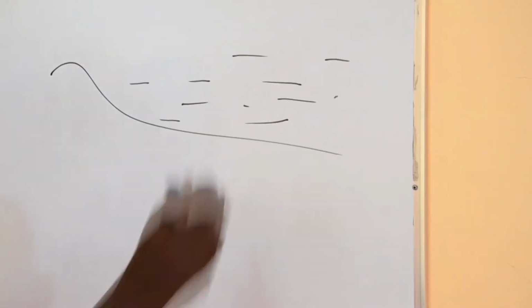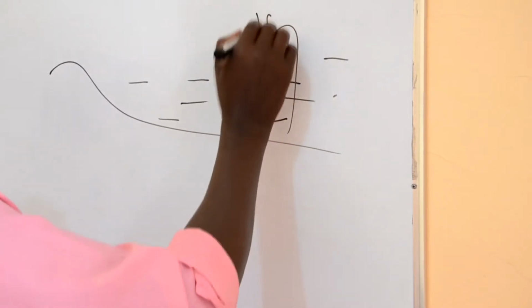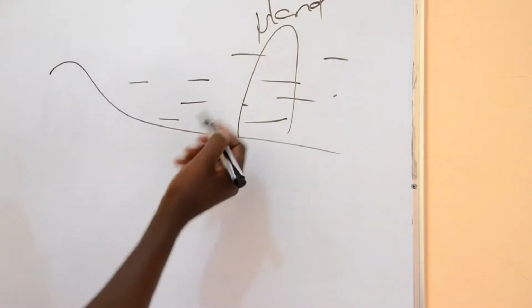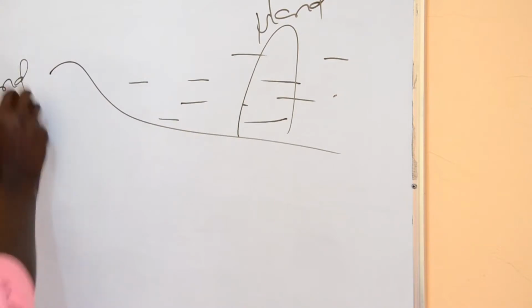island. Waswahili wanaita island or wanaita nini? Wanaita kisiwa. There is no island within water bodies.